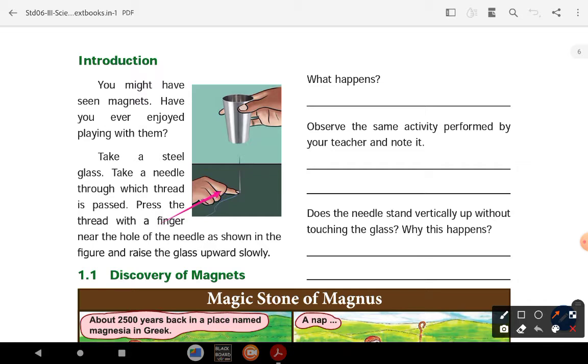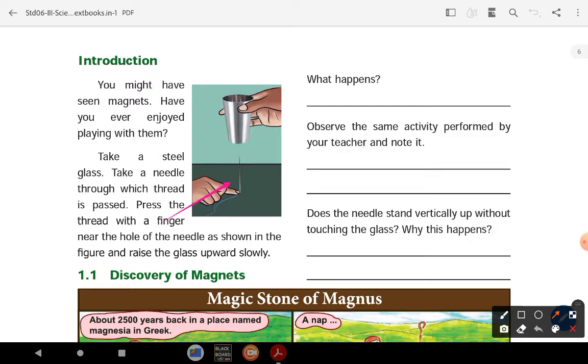And then see what is happening here. See, the needle is standing straight. Can you see, children? The needle is standing straight. As you lift up the steel tumbler, the needle is also standing up. Can you do this experiment? Will you try it yourself too? Does the same thing happen for you? Try it and see.